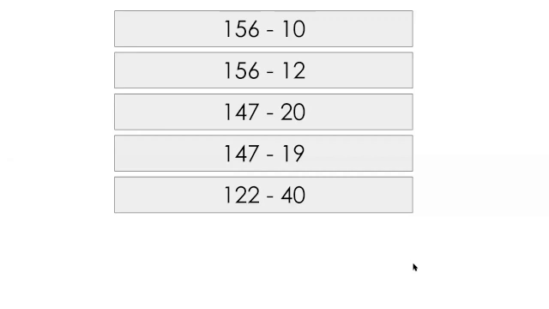All these fabulous numbers. How are we going to solve this subtraction problem? So I believe our problem was 122 minus 40? Okay, so 122 minus 40.